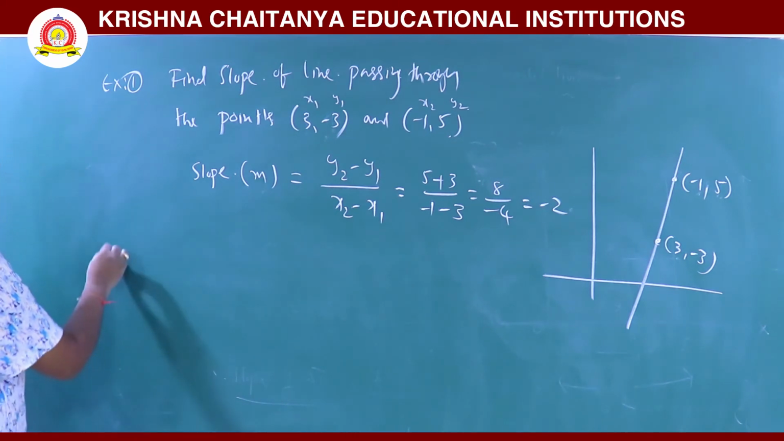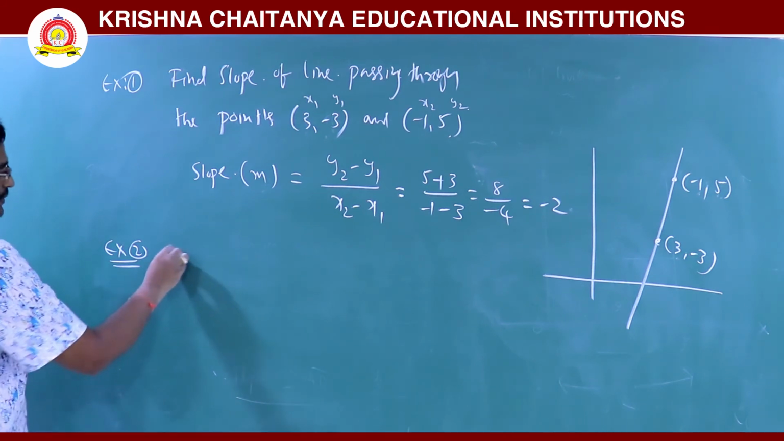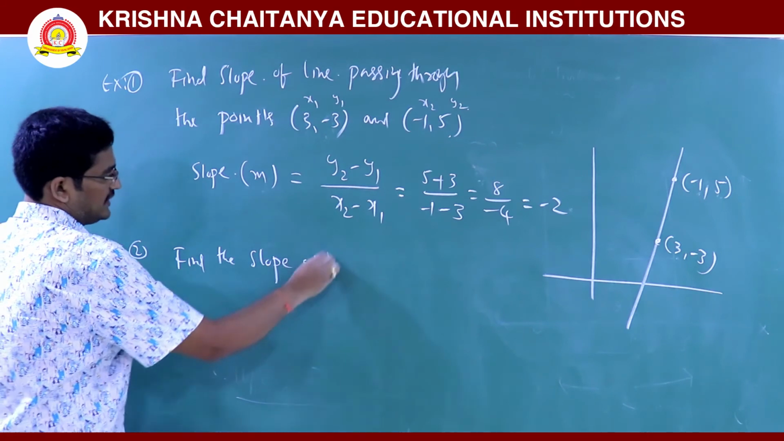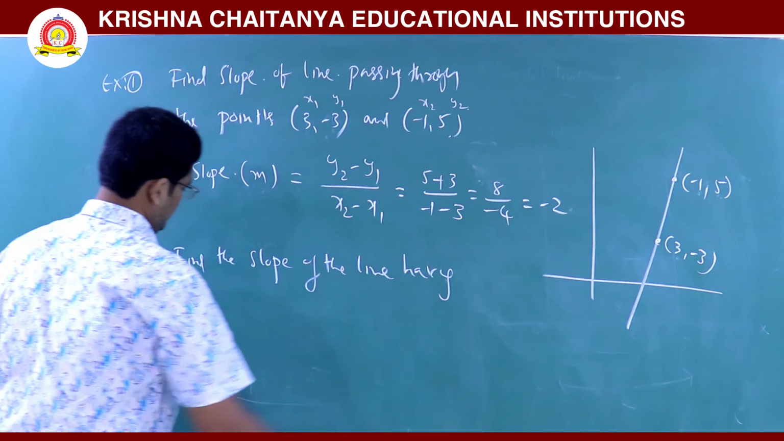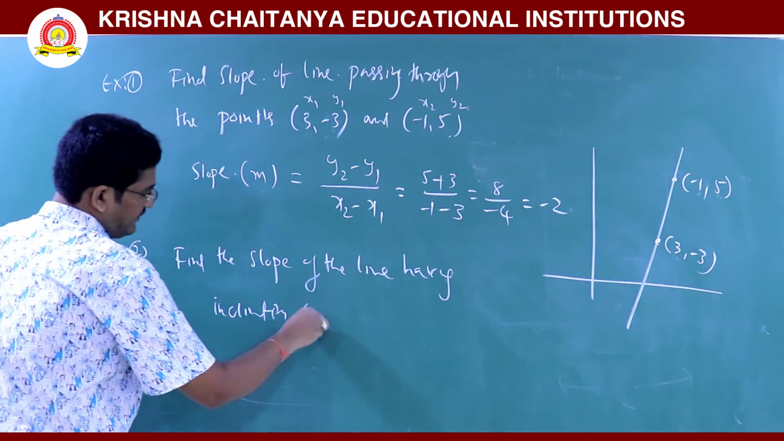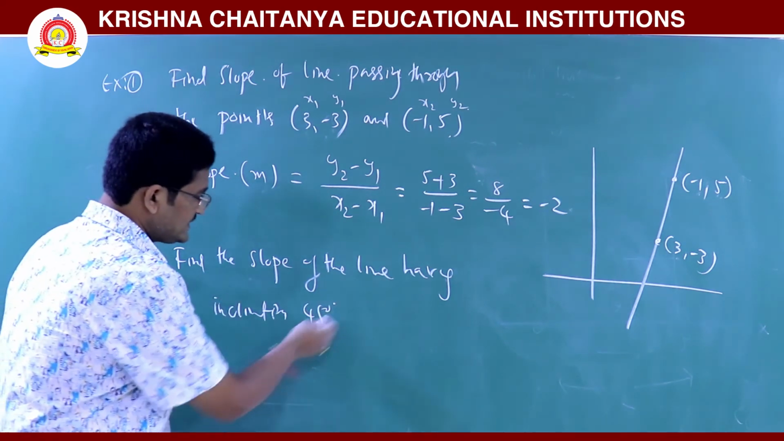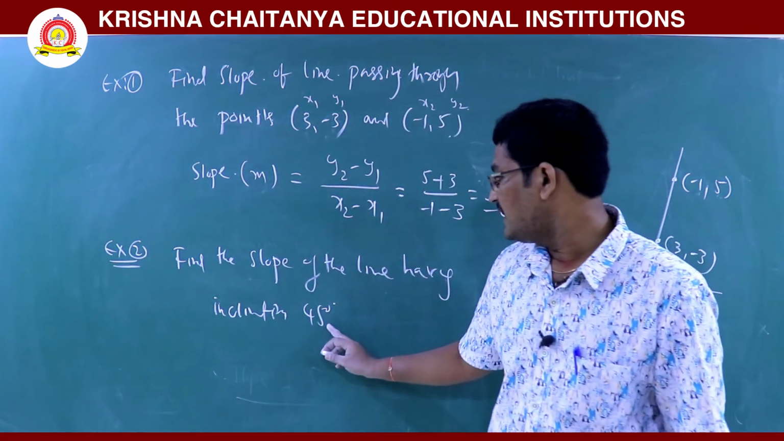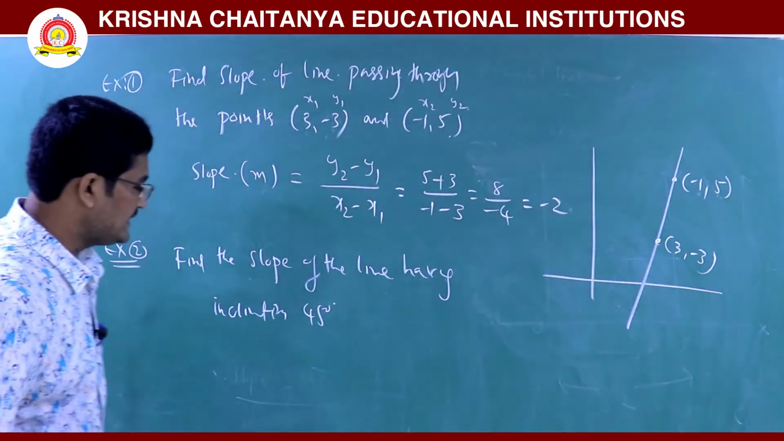In the same way, suppose you have to take one more example: find the slope of the line having inclination 45 degrees. So we have to find the slope of the line. The inclination of that line is 45 degrees. If the line inclination is 45 degrees, then what is the slope? If theta is the inclination of the line, then the slope of the line is tan theta.